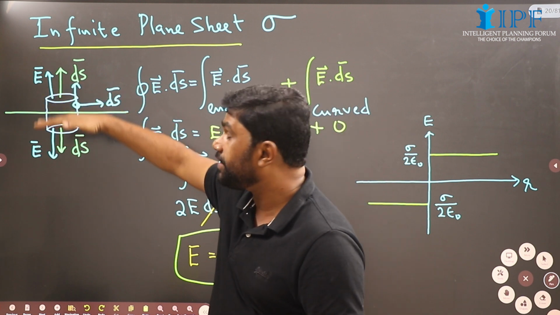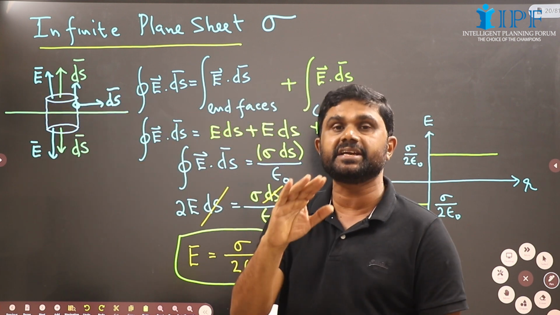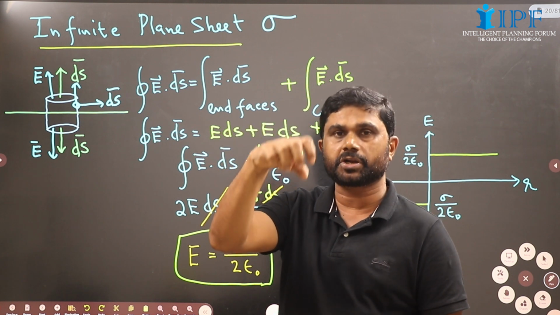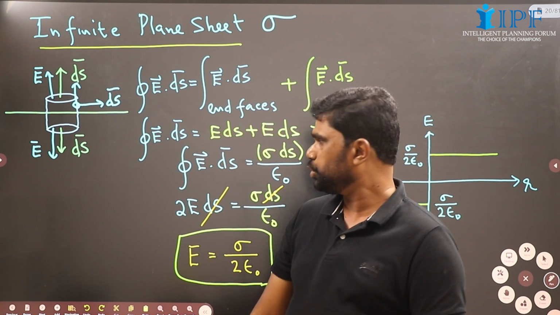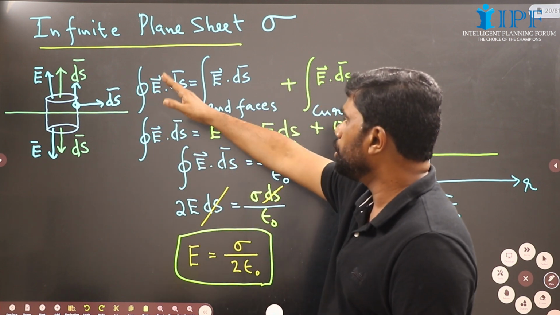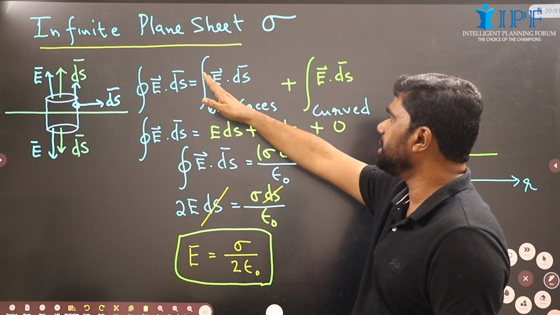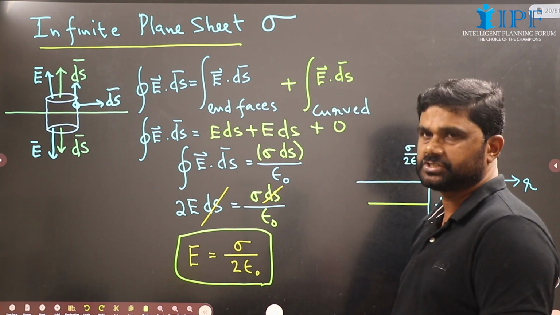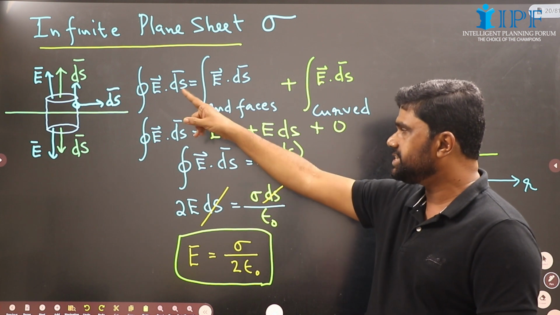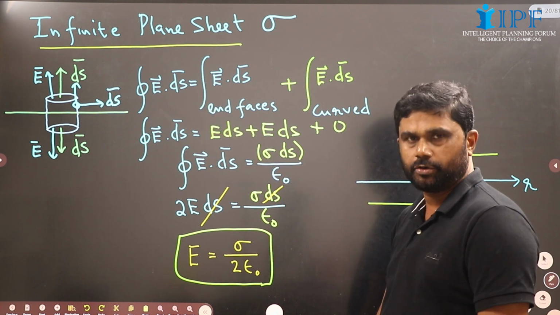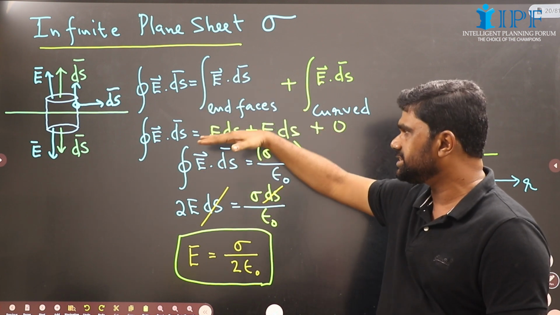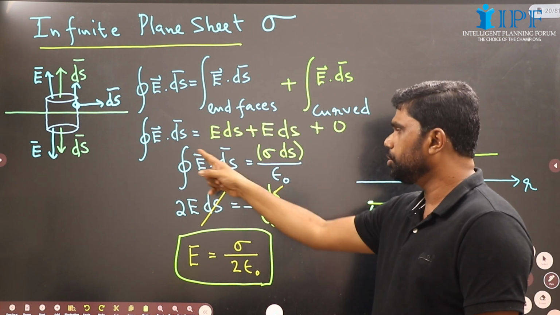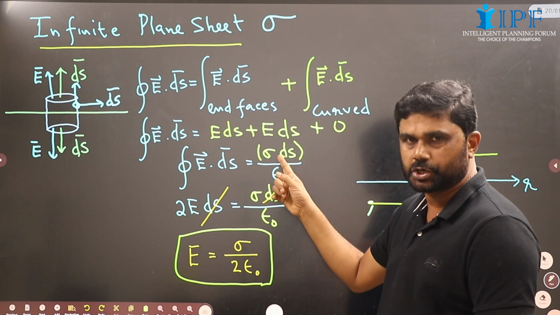But over the end faces, the flat surfaces, E and dS are along the same direction, so E dot dS will be simply the product of E and dS. Now we have closed integral E dot dS equal to the integral of E dot dS over the end faces plus the integral of E dot dS over the curved surface. Over the curved surface, E and dS are perpendicular, so we get 0. But over the two end faces, it will be E dS plus E dS. This is Gauss's law: closed integral E dot dS equals charge enclosed.